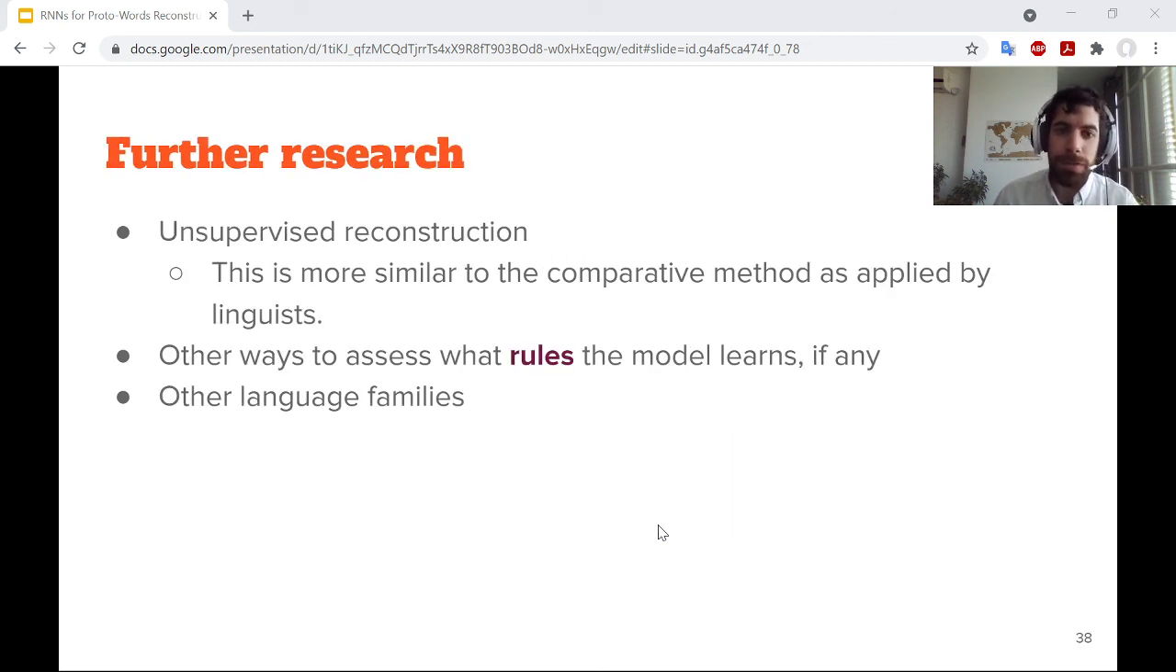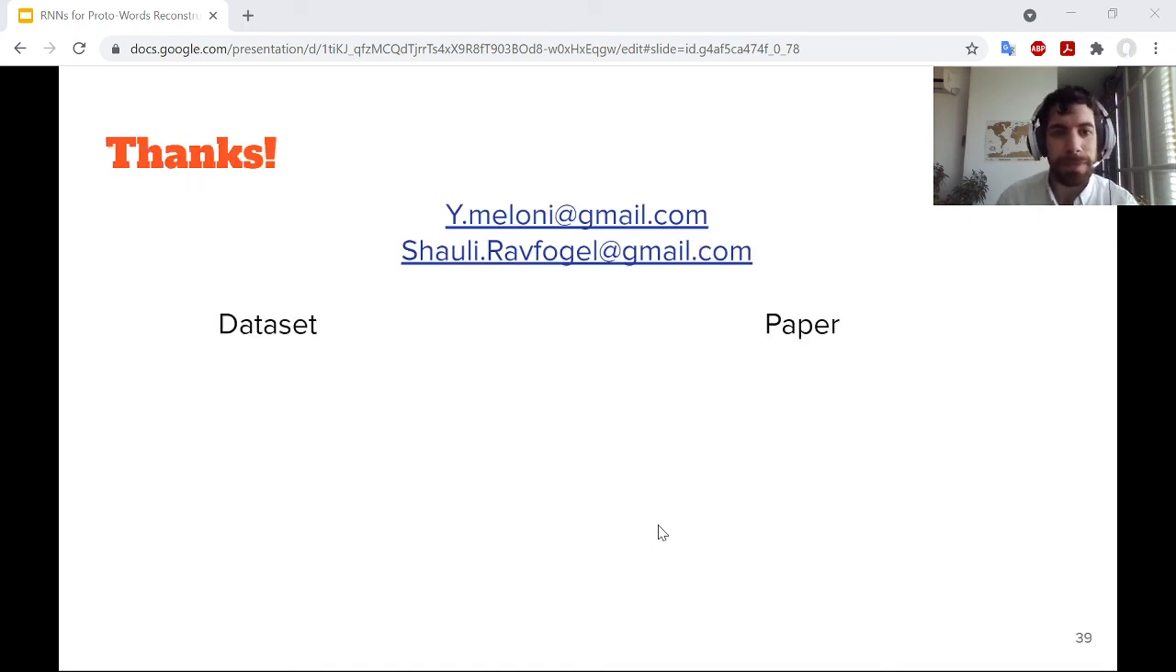There is still a lot to do on the subject. First, the main desideratum should be to create an unsupervised reconstruction model, which would reflect more accurately the comparative method as applied by historical linguists. Although it seems that the model indeed learned rules of sound change, you would want to assess it also by other means. And finally, the same process should be implemented also on other languages.